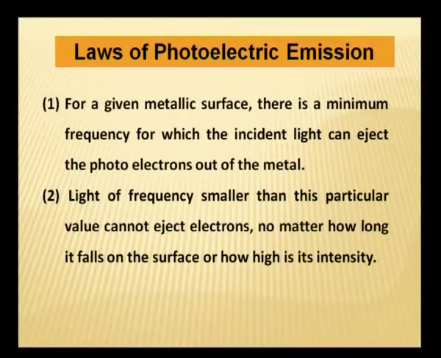Now, these are the observations made, and they gave rise to the laws of photoelectric effect. Let me now summarize the laws of photoelectric emission, which are as follows. First, for a given metallic surface, there is a minimum frequency, the critical frequency, for which the incident light can eject photoelectrons out of the metal. The minimum frequency is known as nu naught, the critical frequency. Light of frequency smaller than this value cannot eject electrons. That is what I showed you.